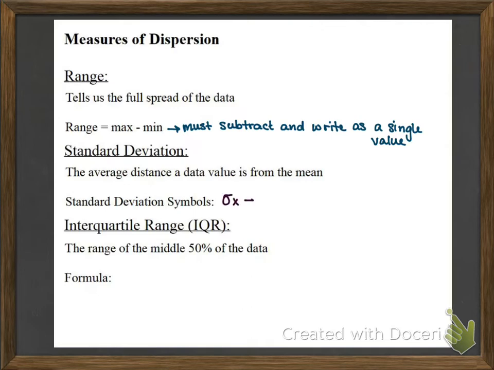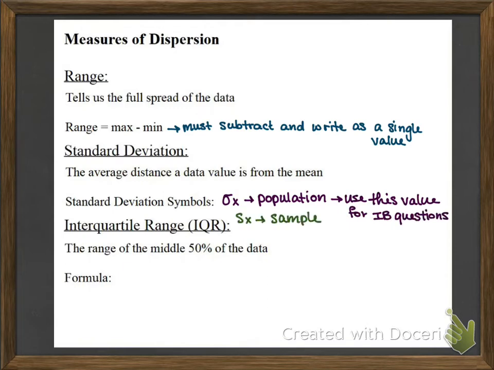Standard deviation, it is the average distance your data value is from the mean. There are 2 different symbols. The first one is sigma x, that is your population standard deviation. Anytime an IB question asks you for the standard deviation, this is the value in the calculator you must choose every single time. s of x is your sample standard deviation.